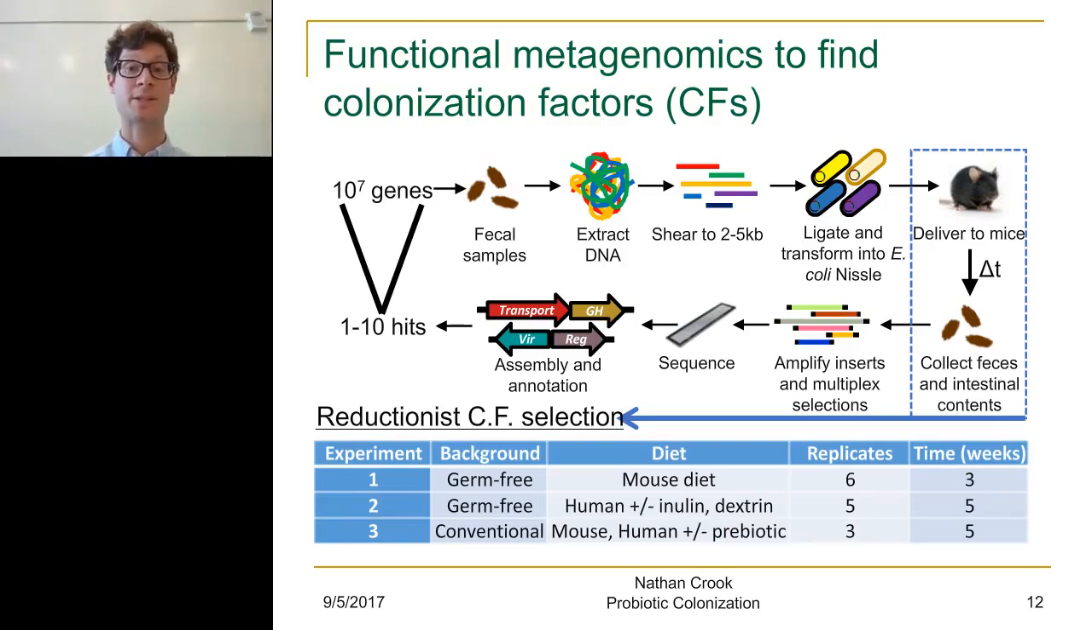The first experiment we actually did was in germ-free mice. These mice have no native gut flora besides E. coli, of course, that we deliver to them. It really models just the host-E. coli interaction. So what is necessary for colonization in that context? And we can add complexity to this in an iterative fashion.